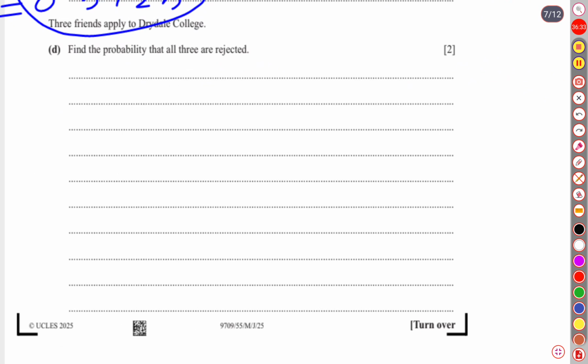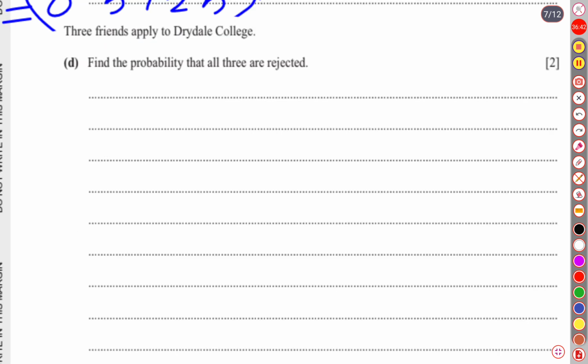Well, then the immediate next question, though this doesn't belong to our today's topic, yet let us solve this. Three friends apply to Drydale College. Find the probability that all three are rejected. Since the total number of experiments is given, three friends, it actually belongs to binomial distribution. We didn't solve this in the binomial distribution, that's why let us solve it right now. The parameters for binomial distribution are: X belongs to binomial distribution, total number is 3, and the individual probability. So let us see what is the individual probability for one student, not all three students.